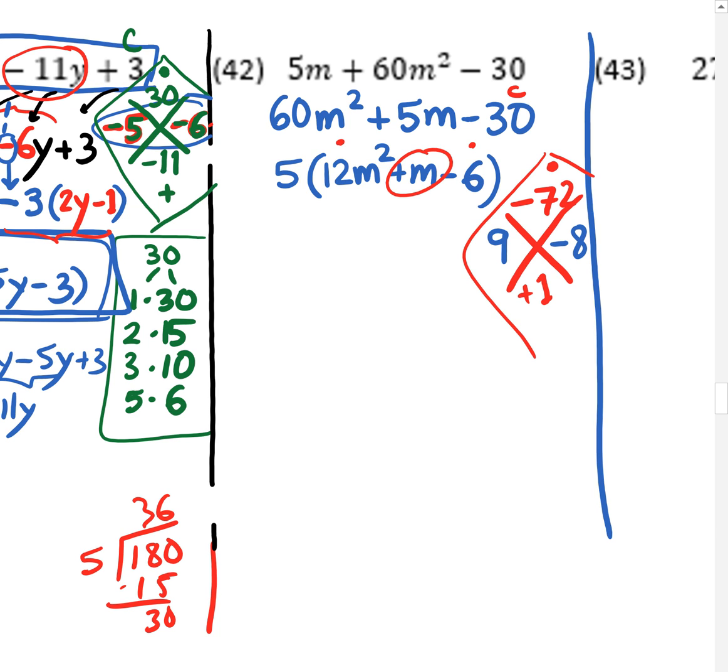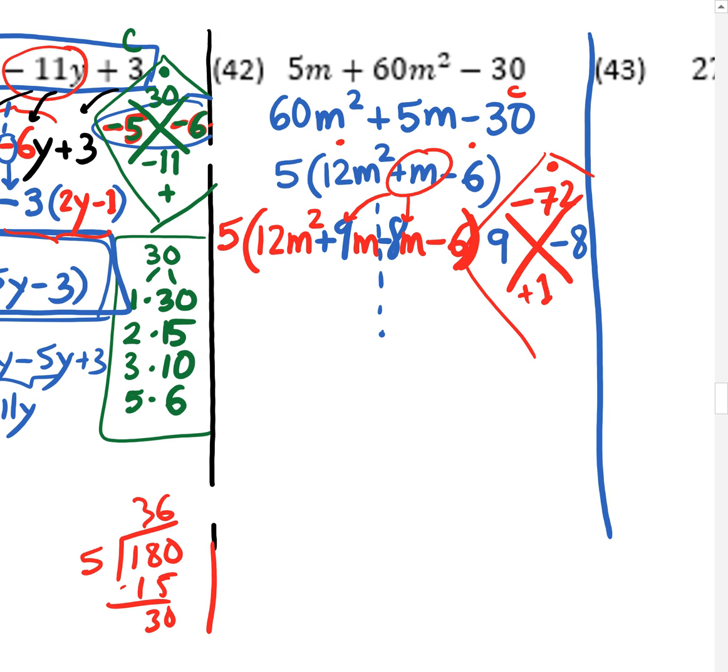So I rewrite the 5 outside. He's just there to try to confuse us, but I don't want to drop him, because my answer will be wrong. 12m squared stays the same. The -6 stays the same. But the middle term is going to split up into something m and something m, two separate terms. They're the coefficients that we just found: positive 9 and -8. Now I'm going to split it right down the middle and factor by grouping.